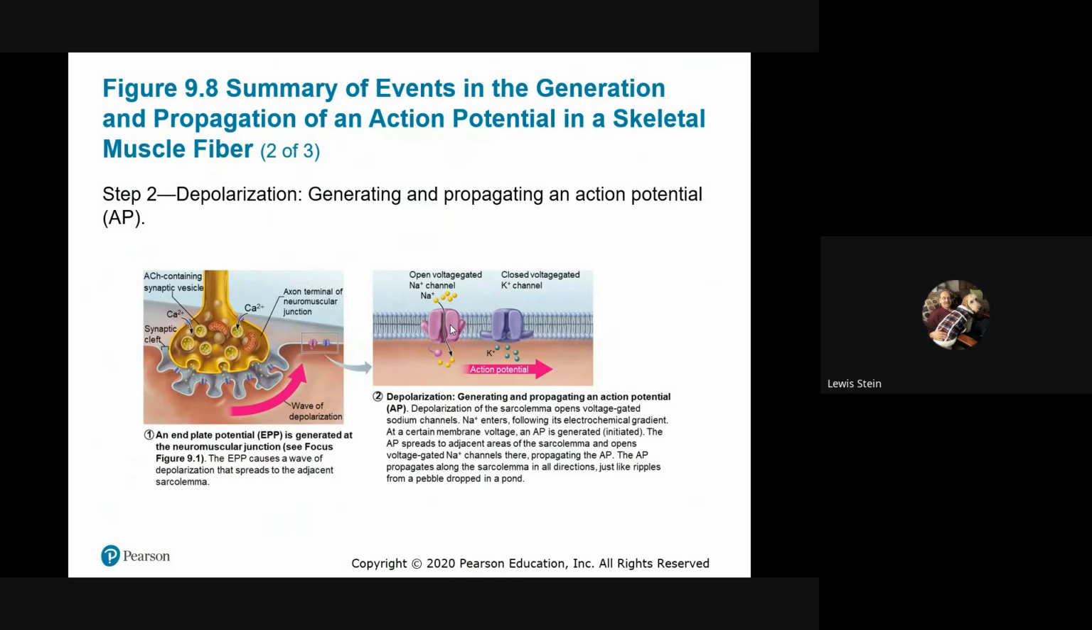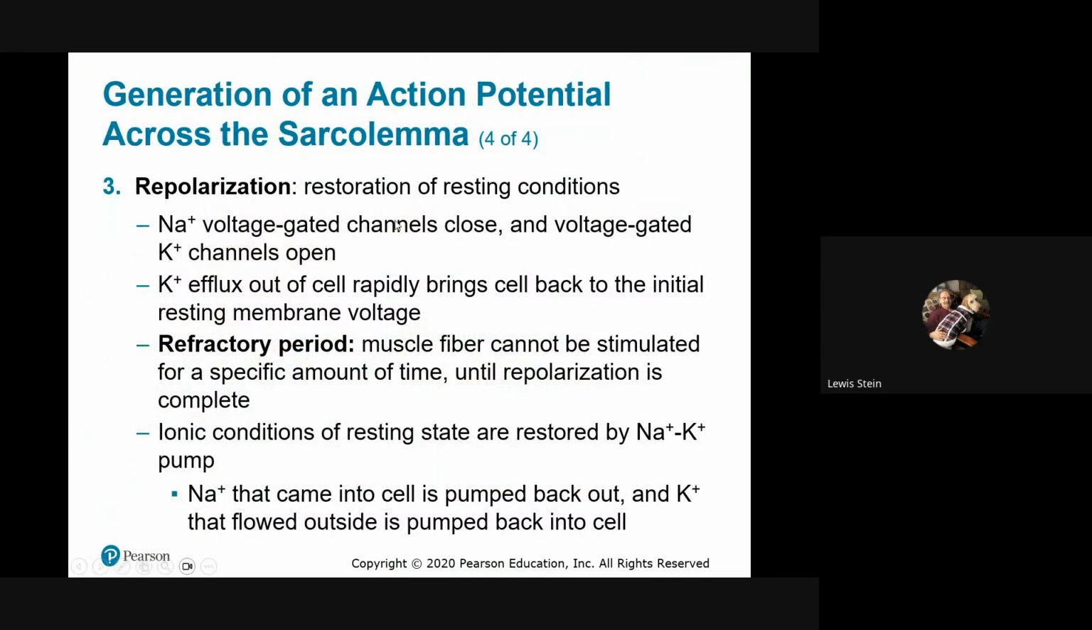Okay, the heart's different. So repolarization, restoration of the channels: the voltage-gated channels close, potassium channels open, the efflux rapidly brings it back to the initial resting membrane, and then there is a refractory period. We're talking fractions of a second, really milliseconds. So the muscle fiber cannot be stimulated for a specific amount of time until that is complete. In other words, it has to get to a point where we can re-trigger it again.